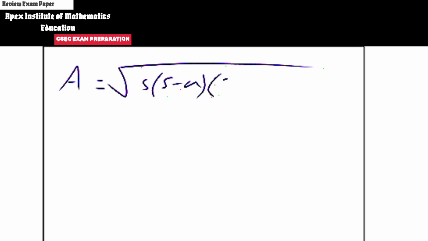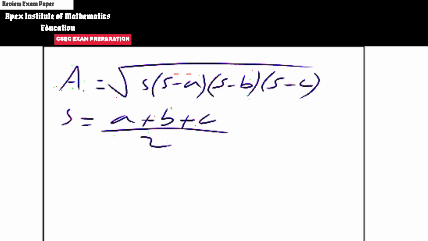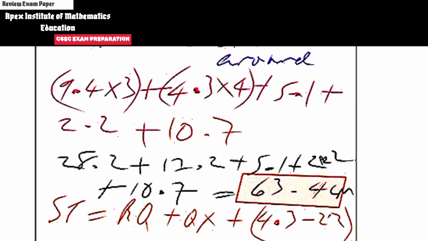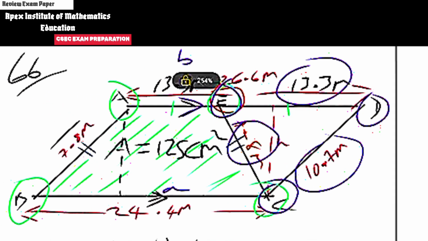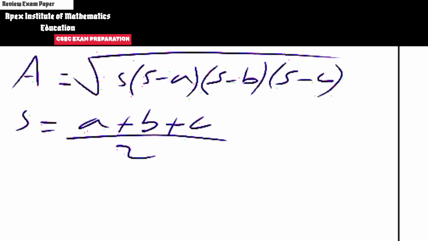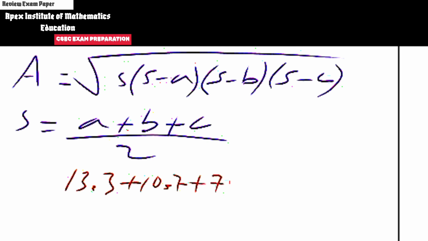So the area of a triangle with all 3 sides given is the square root of S bracket S minus A, S minus B, S minus C. And we need to find the value of S first, which is A plus B plus C divided by 2. If we go back to our shape, A, B, and C would be 13.3, 10.7, and 7.8. So S is equal to all of that divided by 2.